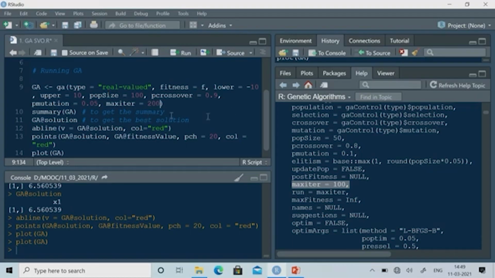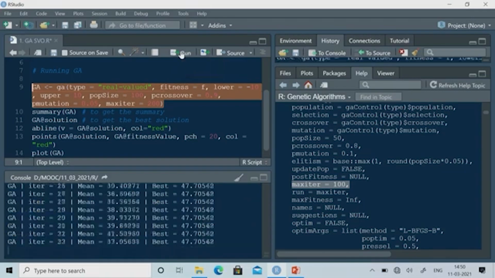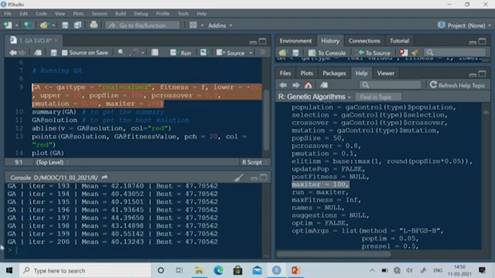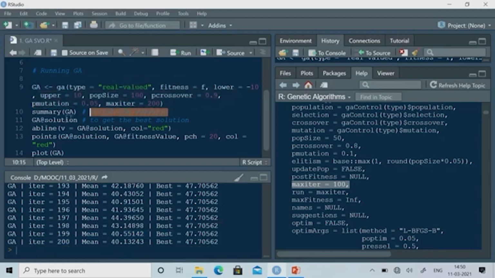You can also define the other parameters. So, let us run it. Now the parameters are population size of 100, crossover probability is 0.9, mutation probability is 0.05, and maximum iteration is 200. I am just running it again. You can see that now the iteration is for 200.